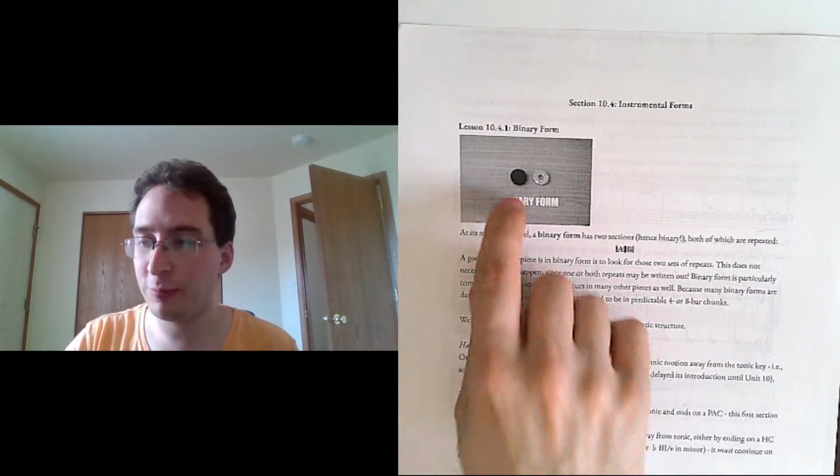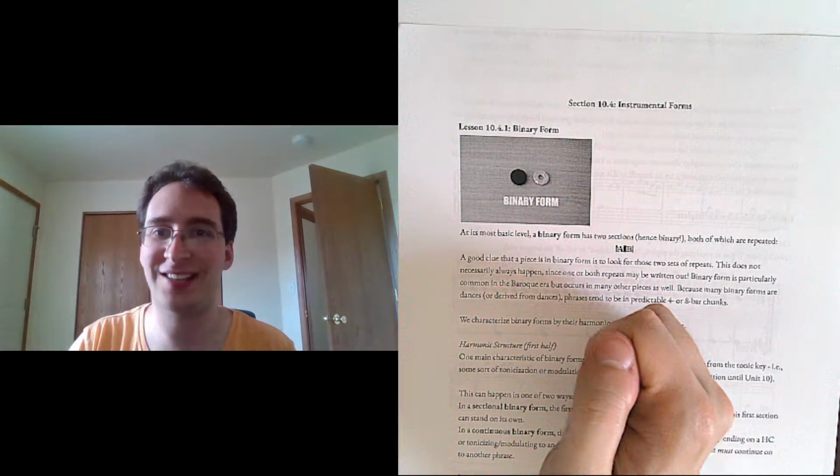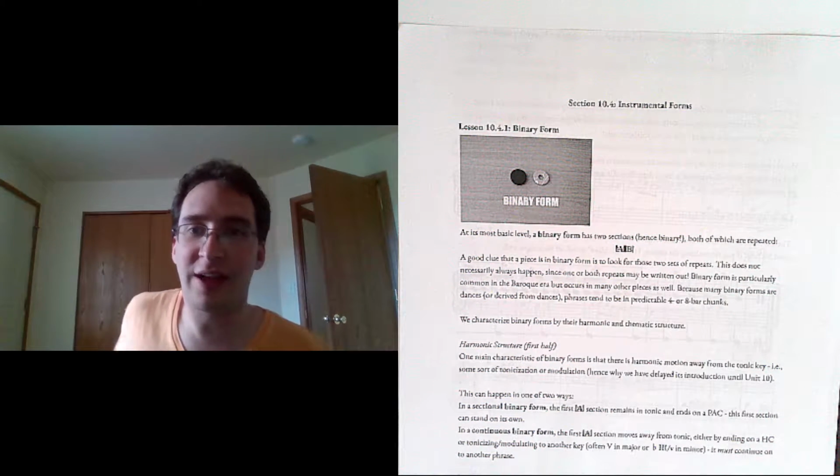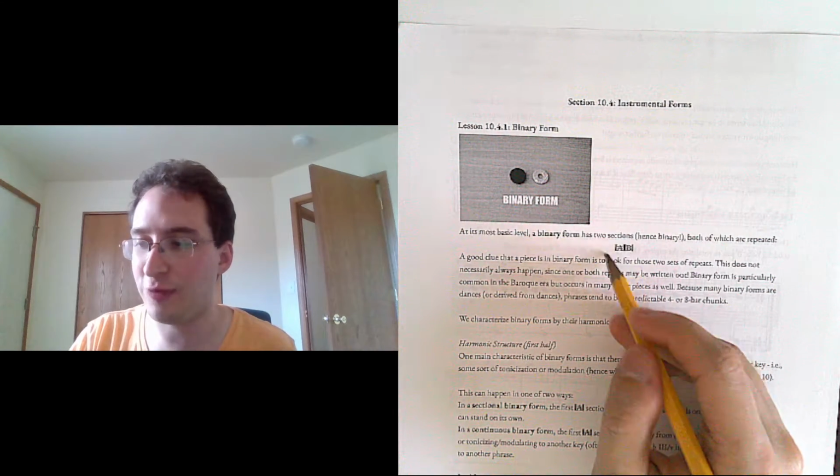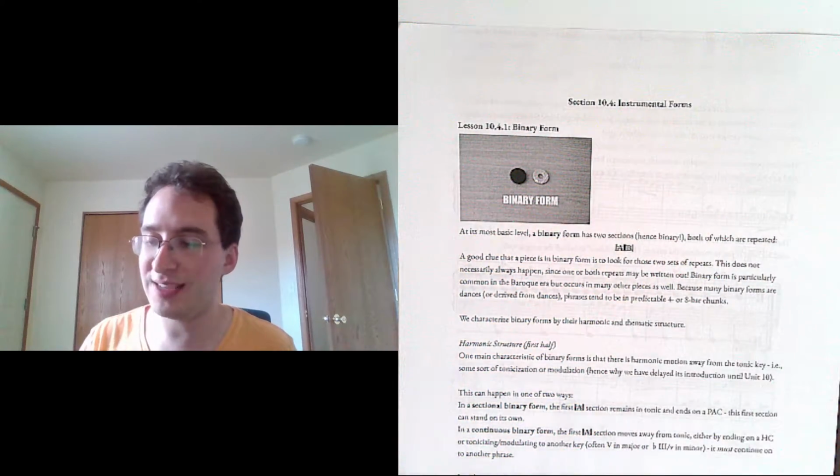Welcome to lesson 10.4.1 on binary form. So, when we're talking about binary form, we're really just talking about two contrasting things. At its most basic level, a binary form has two sections, both of which are repeated. So you have an A section that's repeated and a B section that's repeated.